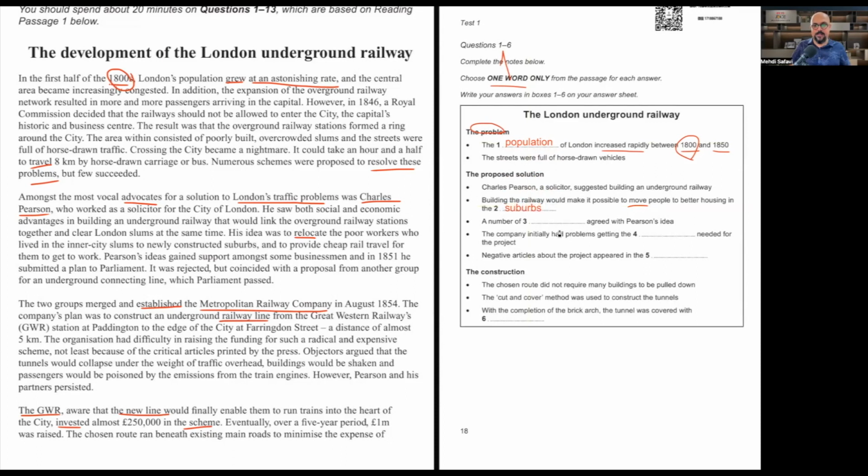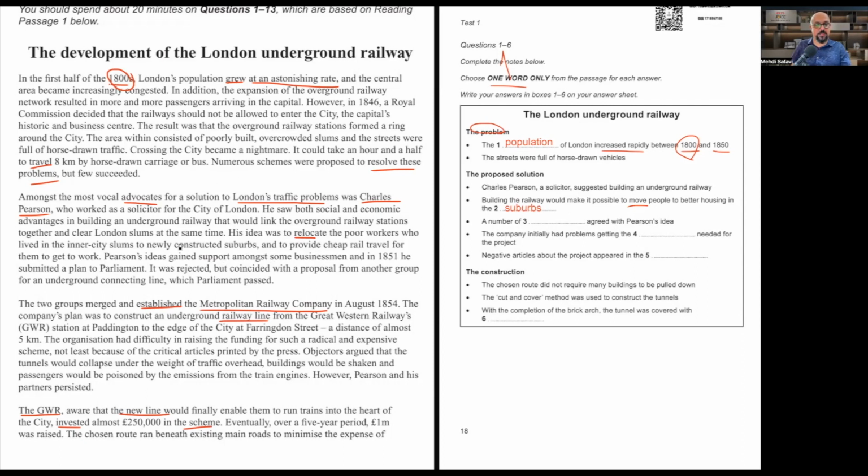Great. So a number of what? Agreed with. Okay, agreed. So this has to be a person. A number of people. I don't know, like who? Residents? Scientists? Agreed with Pearson's idea. So we need to look for people who agreed with him. Well, is it the definite? Is it really after this relocation? Maybe. It's likely to be found there, but there's no guarantee.